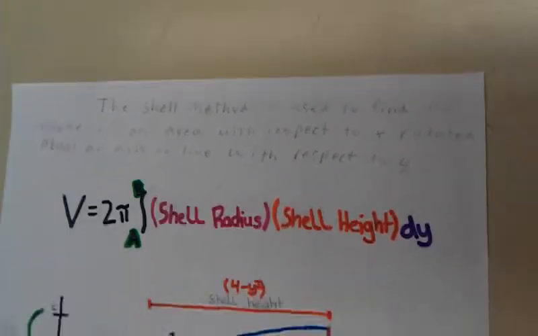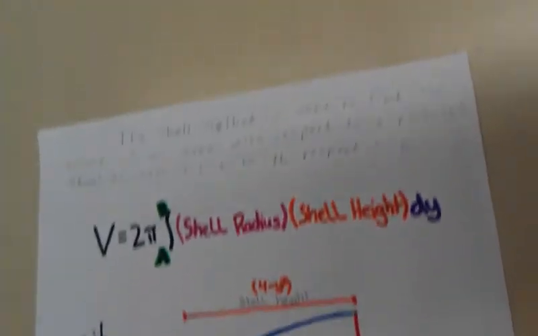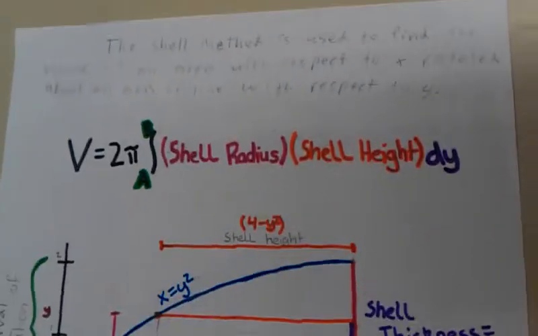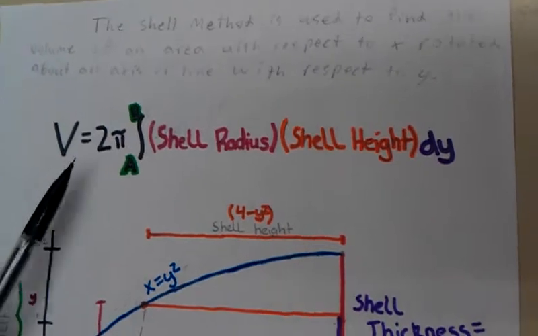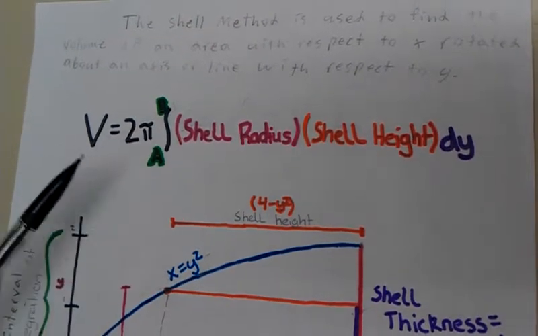As you can see here by this lovely diagram written on by Matt, we have a basic equation for the shell method. V is volume, that's what we're trying to find. It equals 2 pi times the integral. Yes, that is an integral.